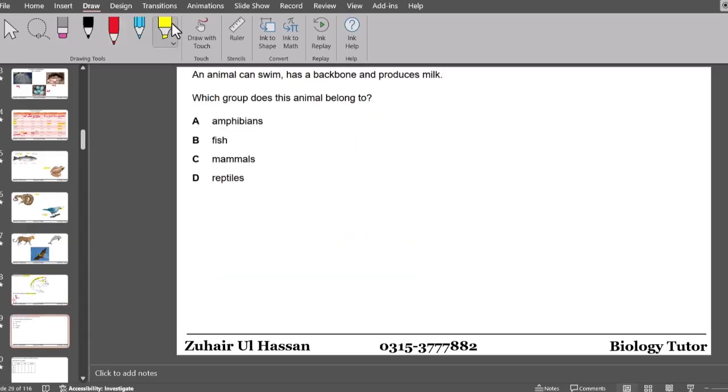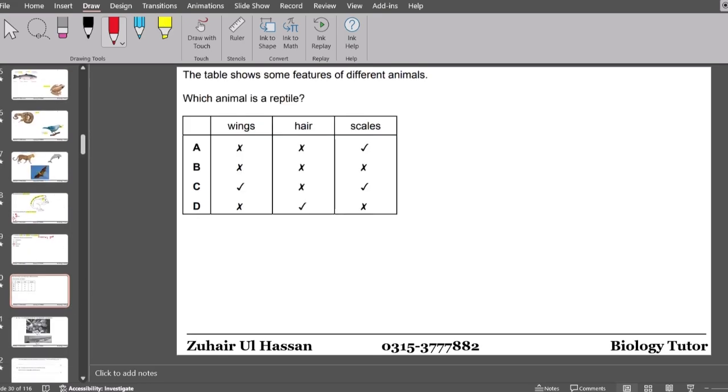Another question says, an animal can swim, it has a backbone and produces milk. Which group does this animal belong to? So production of the milk is done with the help of the mammary glands. That is what we have already discussed while discussing the main features. Mammary glands are the glands that produce the milk, and with the help of that milk, mammals feed their young ones. So that is the mammals, because only mammals have mammary glands and they produce the milk.